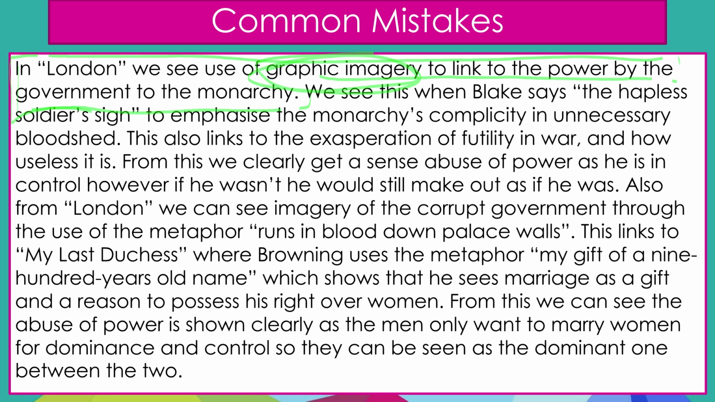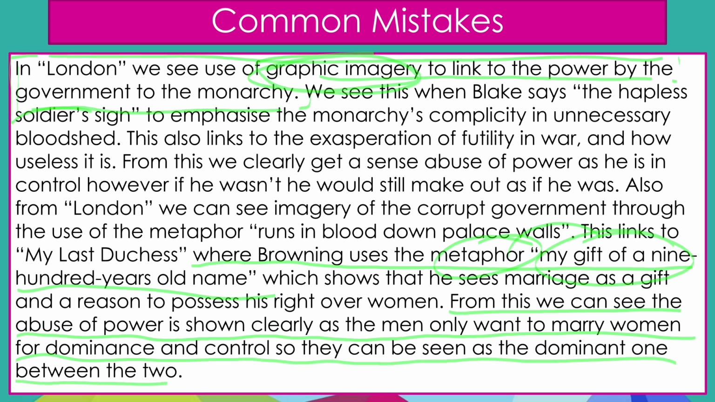What's also good is further down when looking at My Last Duchess, where Browning uses the metaphor my gift of a 900 years old name. It's accurate. That is a metaphor. So that's a good identification too. We then have a link to the question down here. From this, we can see the abuse of power is shown clearly, as men only want to marry women for dominance and control, so they can be seen as the dominant one between the two. We've got this idea of the contextual factors and ideas of the poem, so that's quite good too.